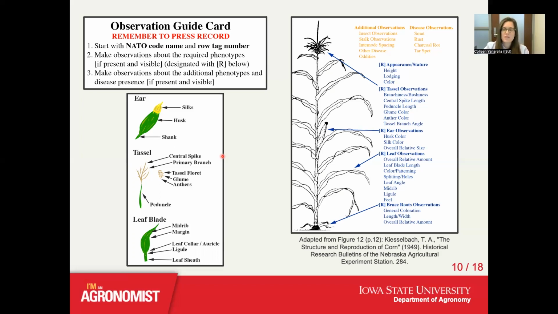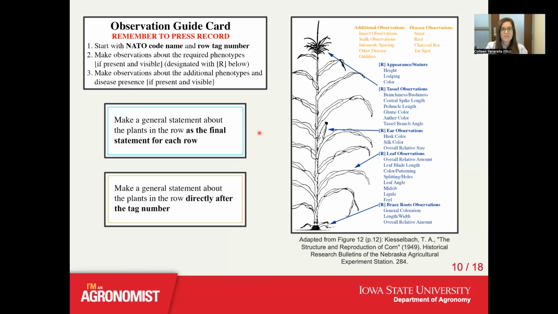And this was because we didn't want them to act like computers or robots. We wanted them to act like human beings describing plants. And we didn't want to limit the vocabulary that they were using as far as descriptions. One way we did manipulate them is after their first pass of the field, a group of students was asked to make a general description of the plants as a final statement for each row, and another group was asked to make a general description of the plants in a row right after the row tag number.